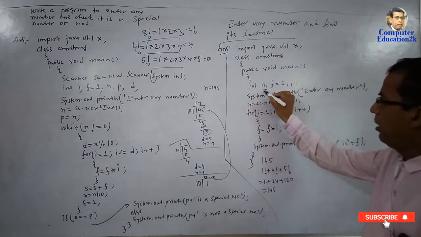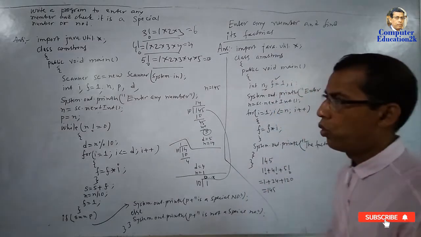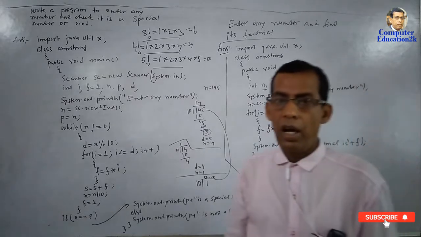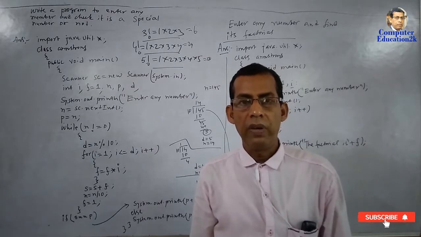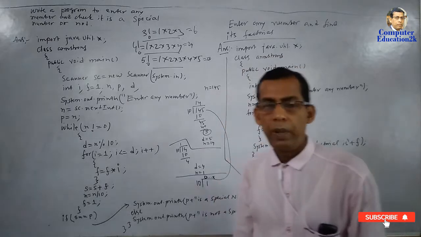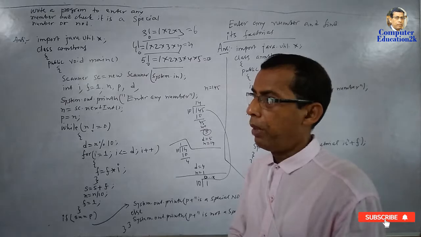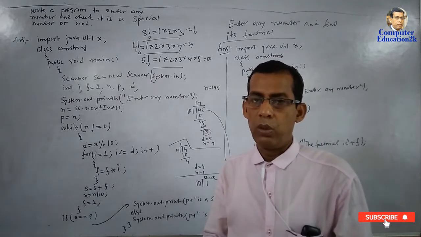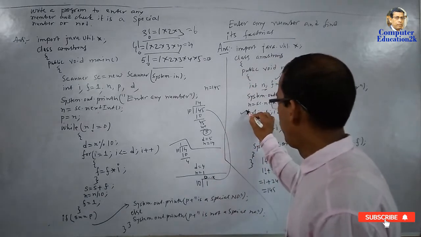I have taken number n. In n, the number will be stored, and in f, I will store the factorial, and I have taken a variable i to make a loop. You have to make a loop while finding the factorial of a number, because you will keep multiplying the number from 1 to that number. When you repeat something, you have to use a loop. I have used a for loop here.